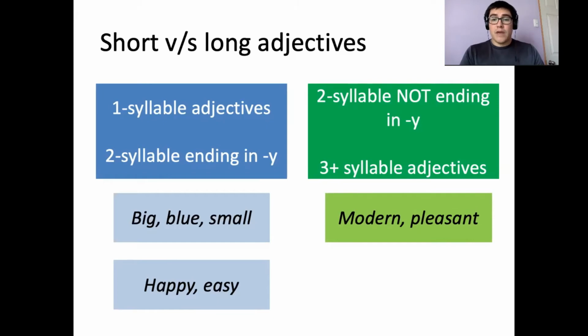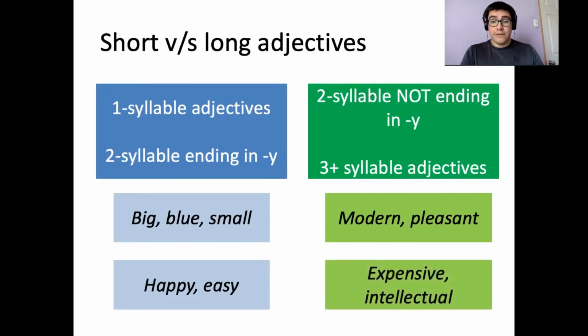Finally, if we have an adjective that has three syllables or more, we are going to consider those adjectives to be long. For example, expensive or intellectual. Expensive has three syllables, so expensive is a long adjective. Intellectual is very clearly a long adjective. It has four syllables, so we consider intellectual to be a long adjective.